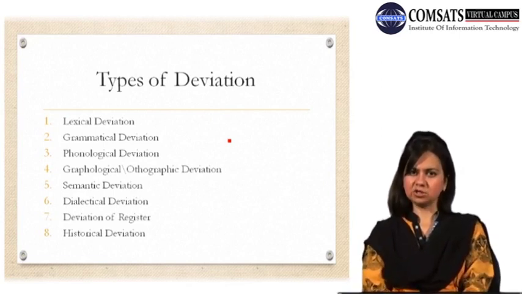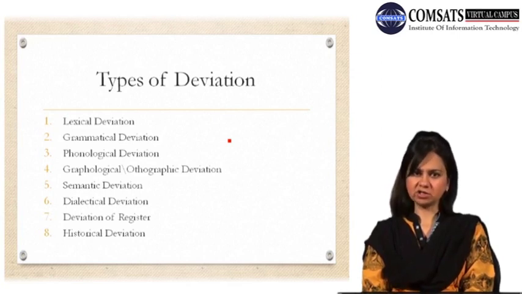So foregrounding can be achieved with the help of any of these or all of these 8 types of deviations, which range from the deviation of style of expression, that is orthographic deviation, or deviation at the level of meaning and syntax or sentence formation as well.